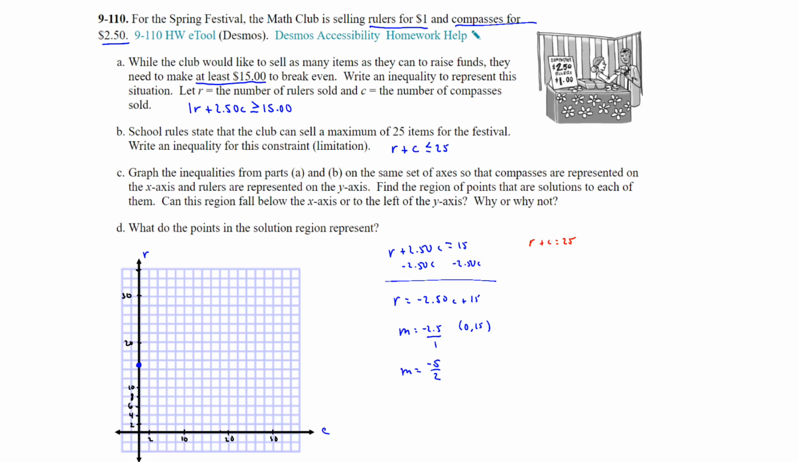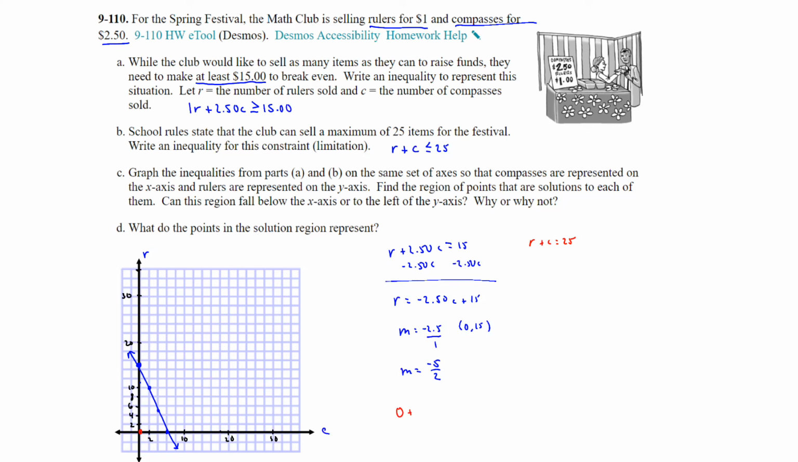So let's see here. If I go down 5 and then to the right 2, I'll do that a couple times and then graph the line. So there's my boundary line for that inequality. Now I need to shade. It is a solid line because it is equal to 15, but I need to shade in one of the regions. So I want to test a point, and I think 0, 0 would be an easy point to test. So I'm going to plug that back into the original.